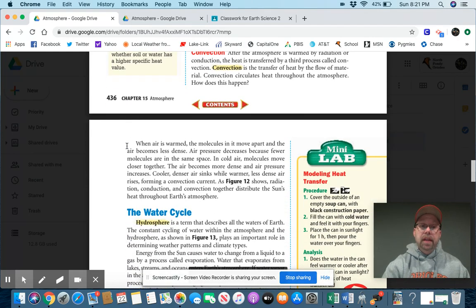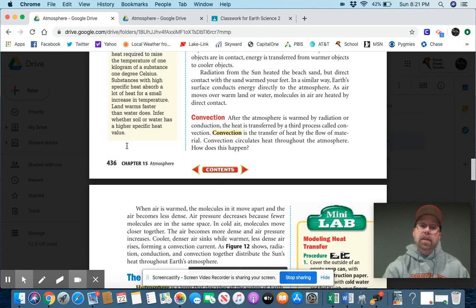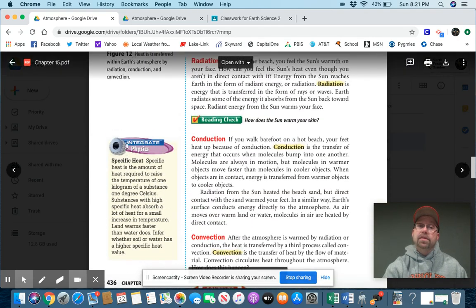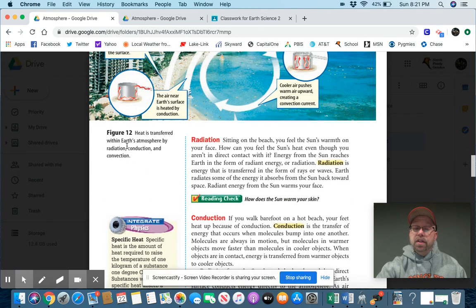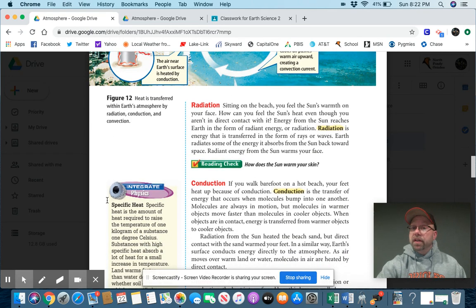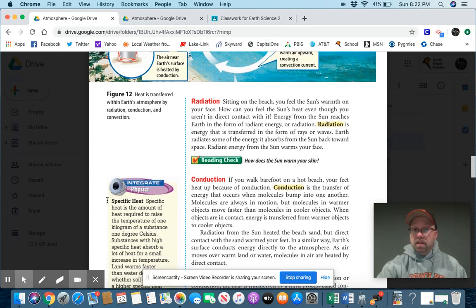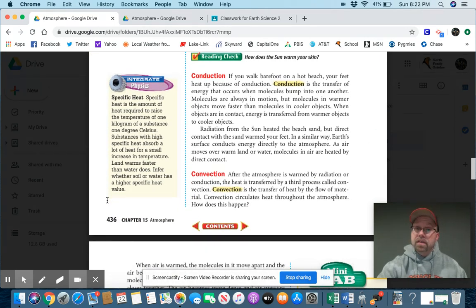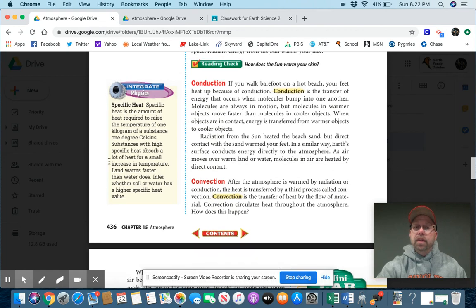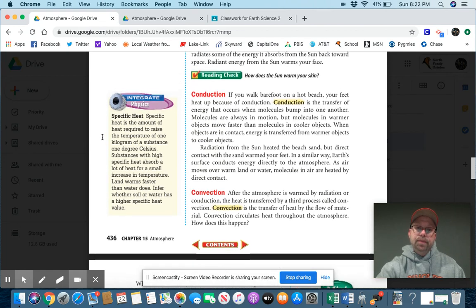Now, that is about as far as I want to go with new material today. Those three concepts: radiation, transfer of energy through rays and waves; conduction, transfer of energy when molecules bump into one another; and convection, hot stuff rises, cold stuff sinks, or the flow of material, as your book calls it.